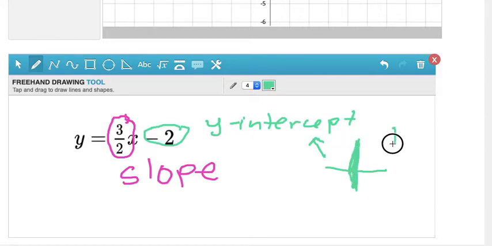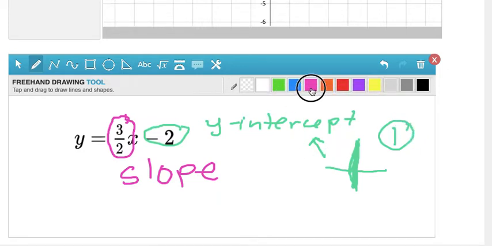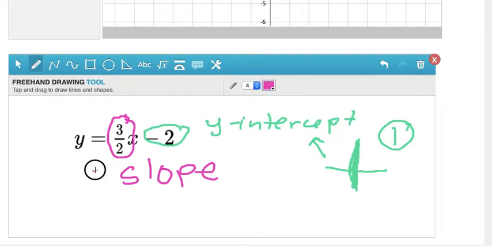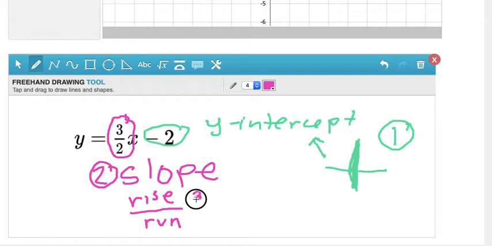So that's step one. I start with the y-intercept. I go to -2 on the y-axis. Now, step 2 is that I use the slope, and slope is rise over run. So in this case, I have a slope of 3 over 2. That means my rise is 3 and my run is 2.